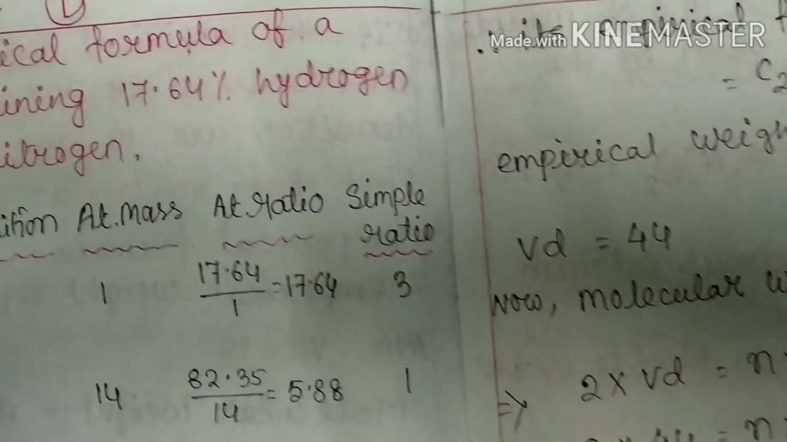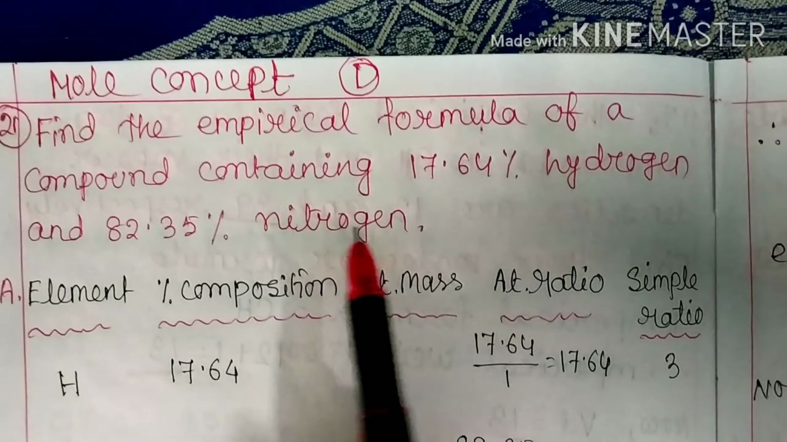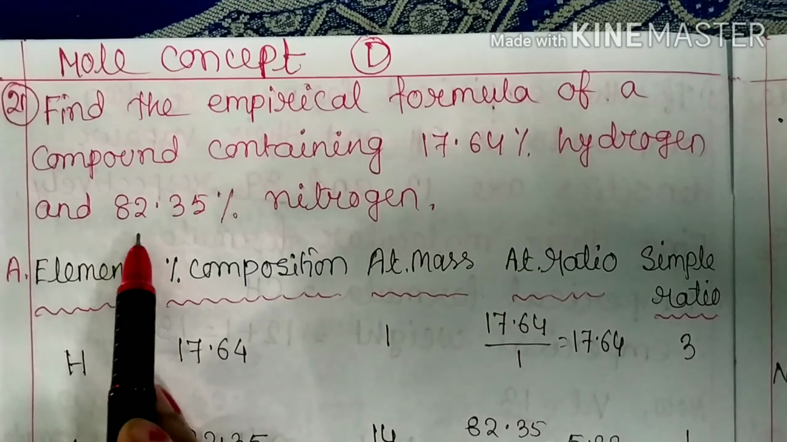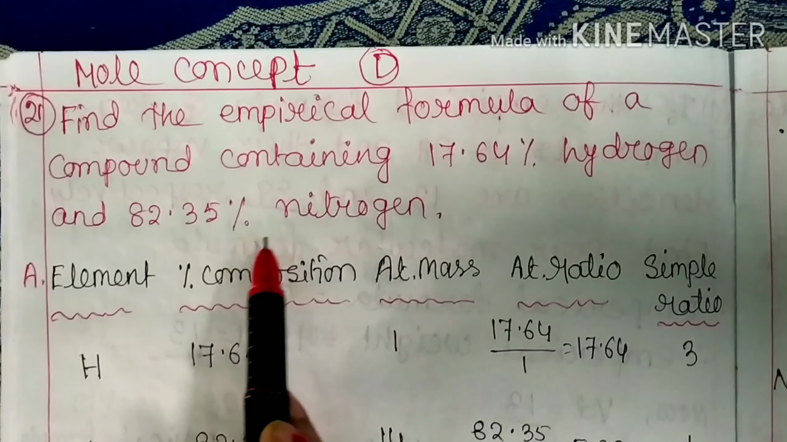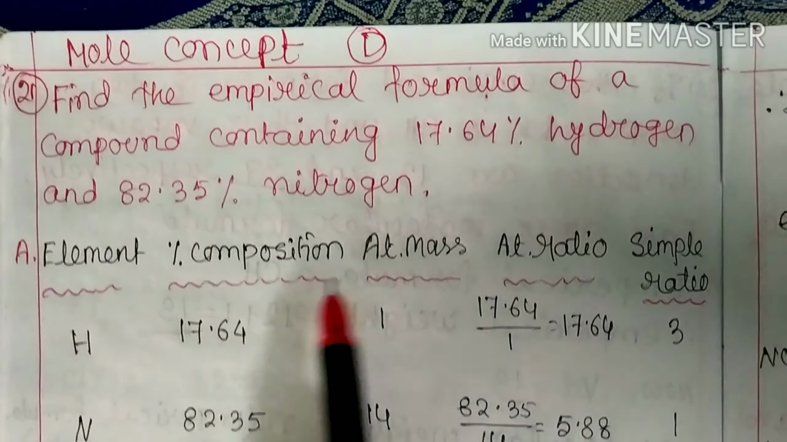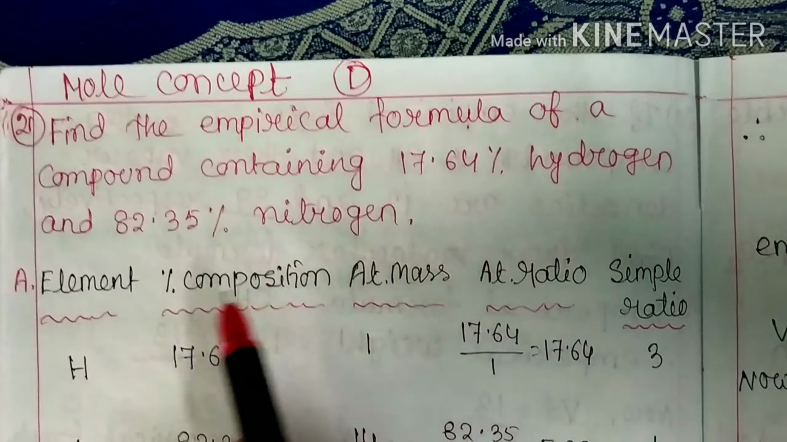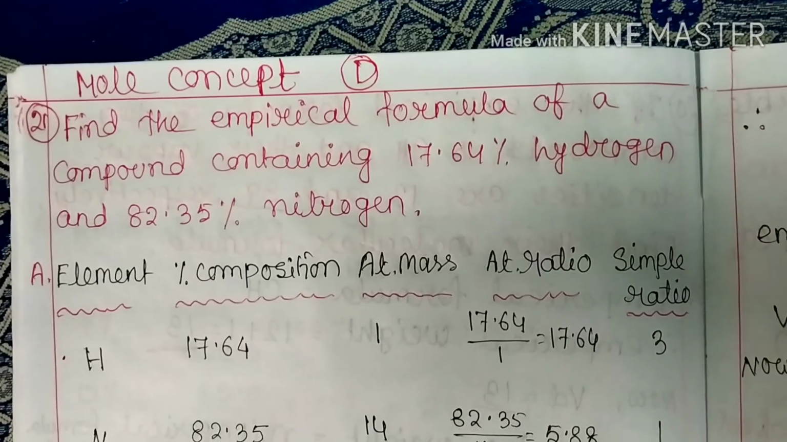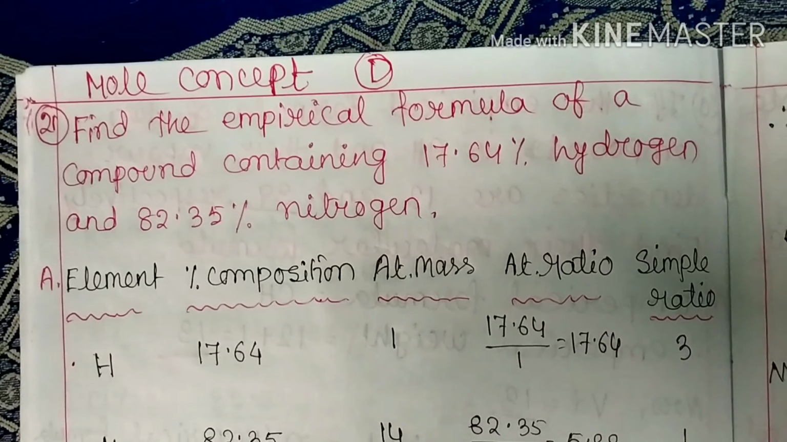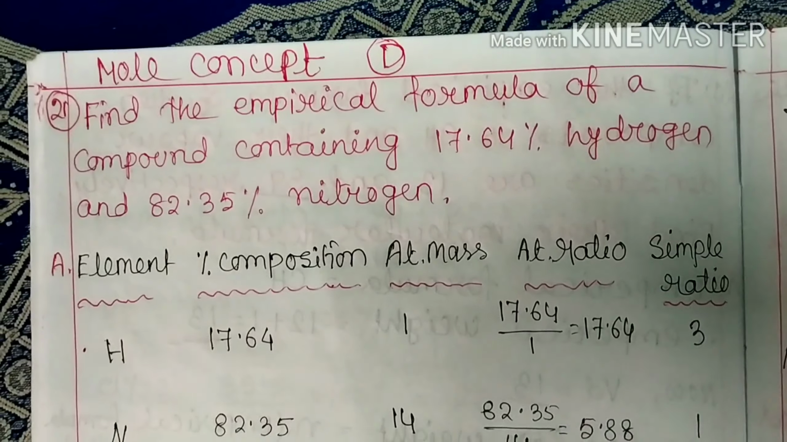Next 21 number. Find the empirical formula of compound containing 17.64% hydrogen and 82.35% nitrogen. And see the table, first element, then percentage composition, then atomic mass, atomic ratio and simple ratio. Here two elements present, hydrogen and nitrogen, and the percentages 17.64 and 82.35. Atomic mass of hydrogen 1, atomic mass of nitrogen 14.